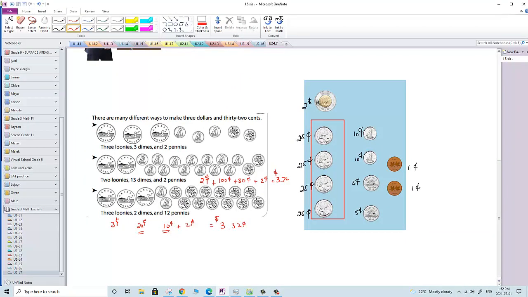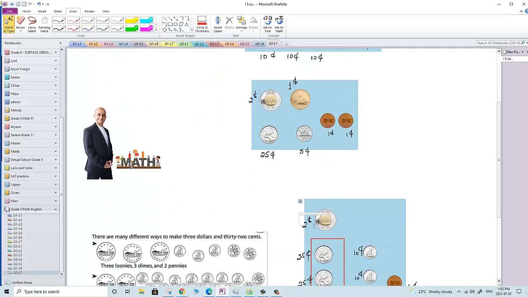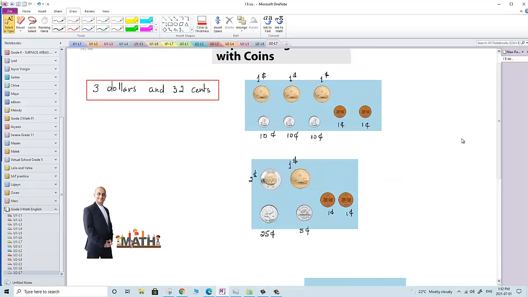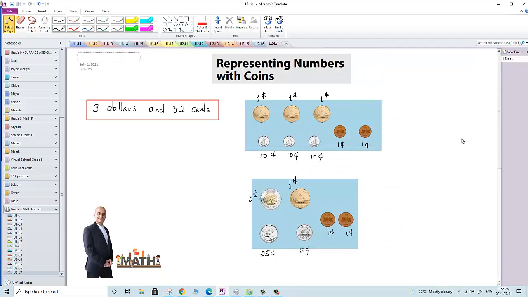So how many styles? I have here 1, 2, 3, 4, 5, 6, and who knows, maybe there are more and more. So this is how we can represent a number with coins. We could be different than my friends beside me, but we have the same value. So I hope that you understood. Now let's practice with some examples.